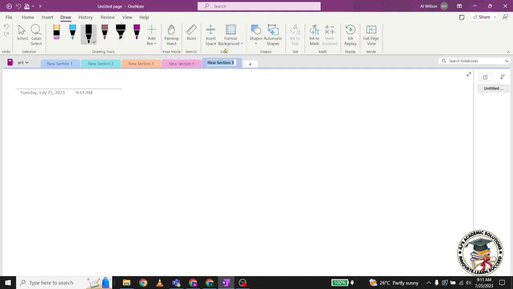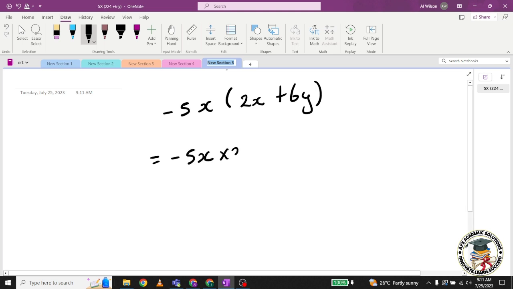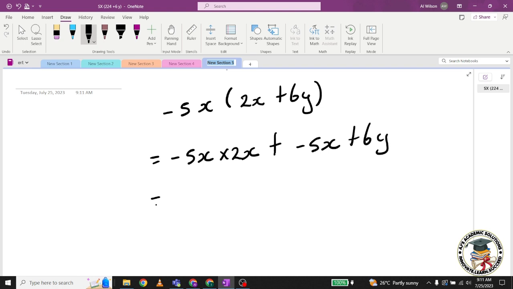So let's say here we have negative 5x, open bracket. Let's say we have here 2x plus 6y. So we're going to have negative 5x times 2x. Then, maintain our positives, our addition sign, negative 5x times 6y. So notice here we have x and x. So here we're going to have x.